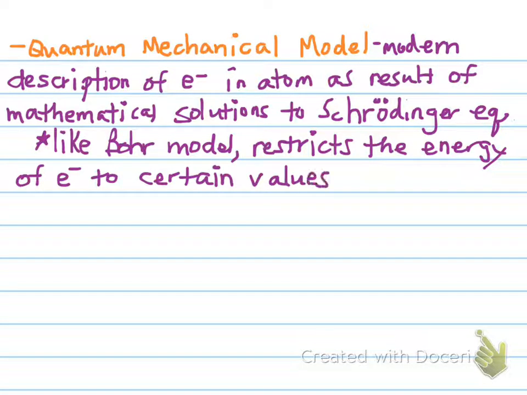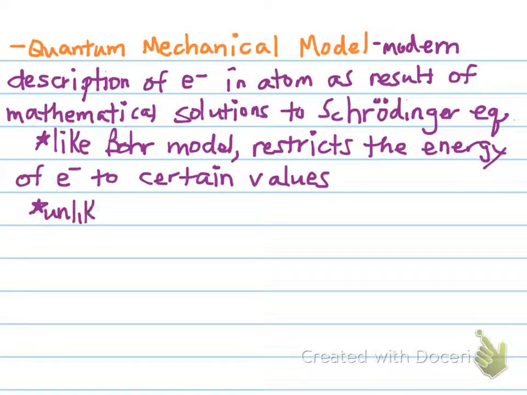Okay, right? The Bohr model said that, like the rung on the ladder, when an electron was in a particular energy level, it had a specific amount of energy. Schrodinger's equation is going to say the same thing. Okay, this quantum mechanical model says when an electron is in a particular spot around this atom, it's going to have a certain amount of energy.